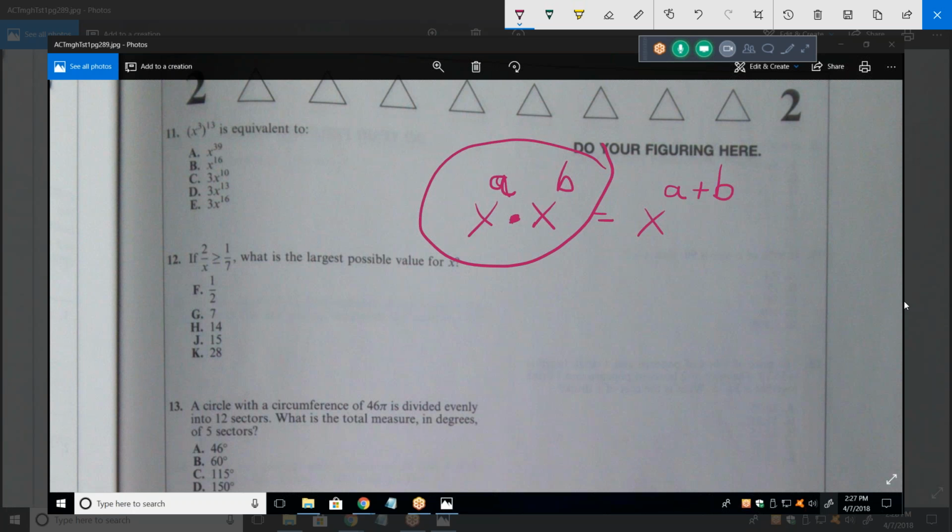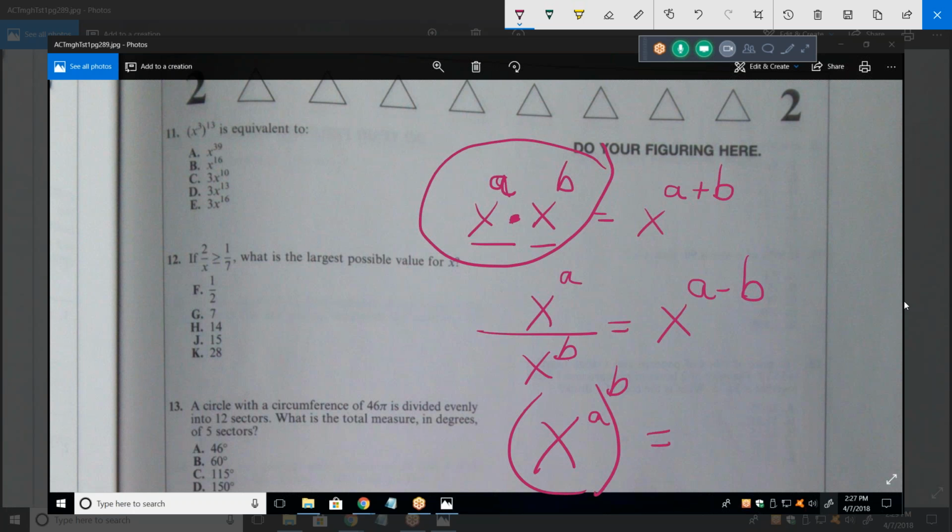Remember that you never do to the exponents what you're doing to the base. I am multiplying the base, so you add the exponents. And if you're dividing the base, then you subtract the exponents. Tell me what that is. X to the A minus B. Finally, tell me what this is. X to the A, B.